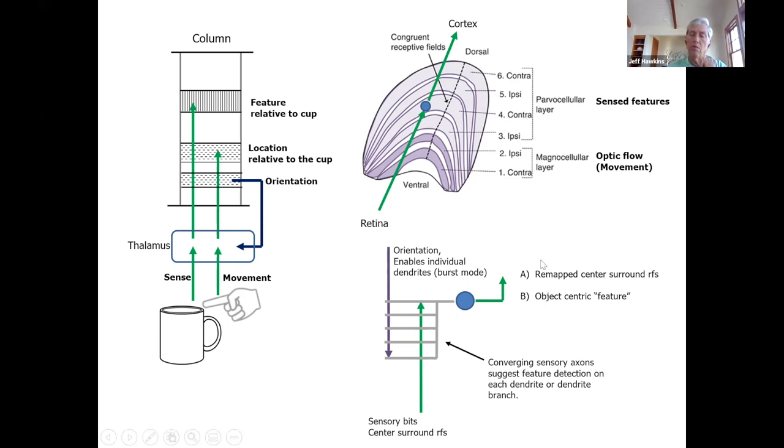So that's why I put these two, A and B, over here. I mean, the data suggests it just remaps, well, not center surround, but remaps whatever is coming in, right? Maybe that's what you're arguing, Subutai. Whatever's coming in. Yeah, that's what I'm arguing. And flow is coming in. Flow is not just a bit. Well, no. Right.